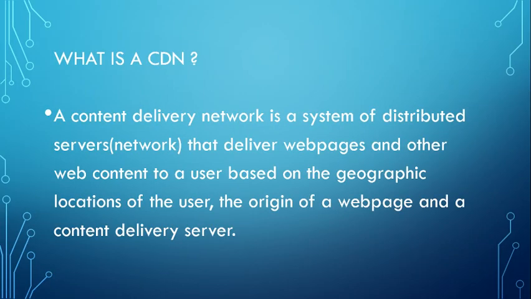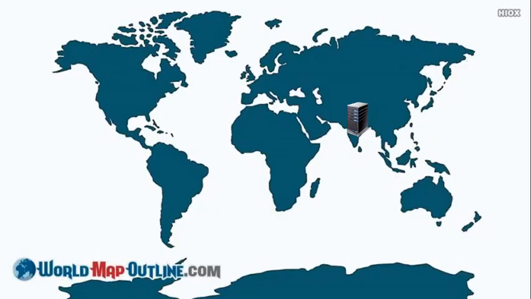So what is a CDN? A content delivery network is a system of distributed servers, also called a network, that delivers web pages and other web content to a user based on the geographic location of the user, the origin of the web page, and a content delivery server. So we'll be discussing with an example.